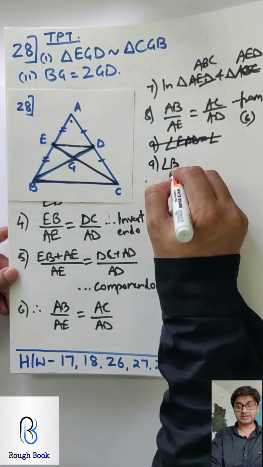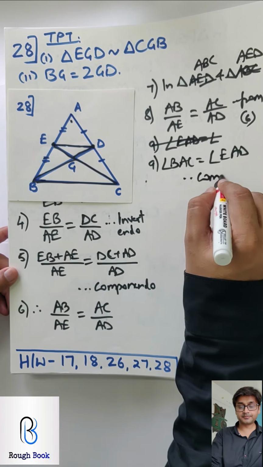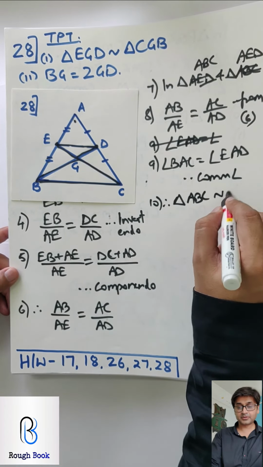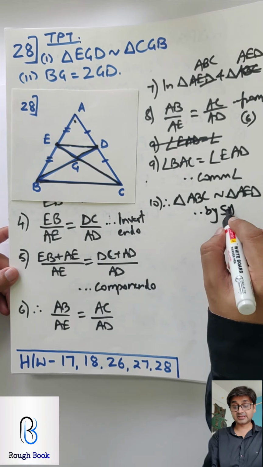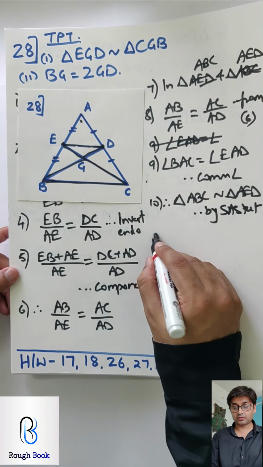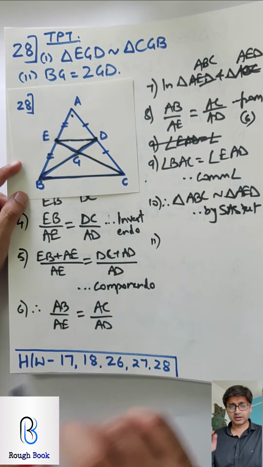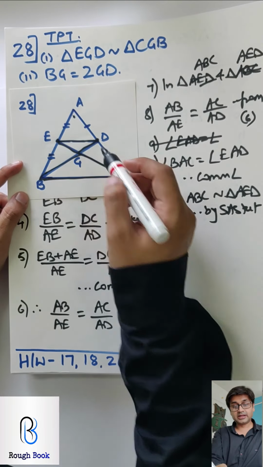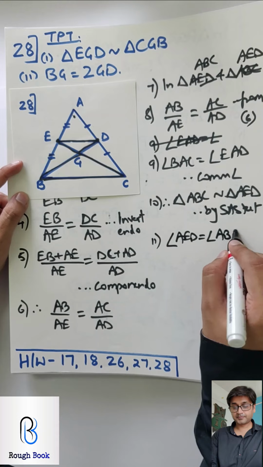So angle BAC equals EAD, common angle, and therefore I can say that triangle ABC is similar to AED by SAS test, because we got the two sides and one angle in the center equal. So you got SAS test, the two triangles similar. But why did I prove them similar? So that I can now say angle AED is equal to ABC.